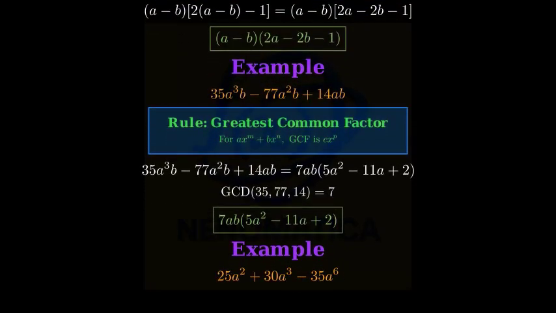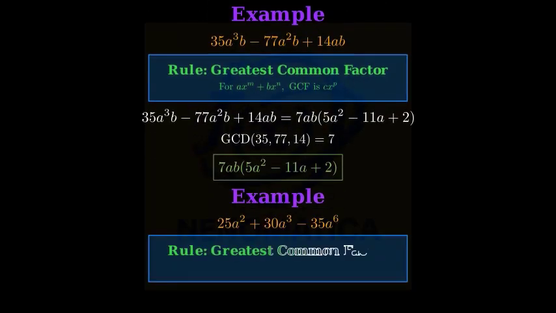We need to factorize the expression 25a squared plus 30a cubed minus 35a to the power of 6. Looking at all the terms in this expression, we can see that they all share a common factor of a squared. Let's identify this common factor and use it to factorize the expression. In this example, we again need to identify the greatest common factor among all terms. The process is the same.